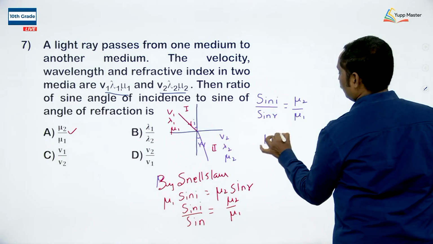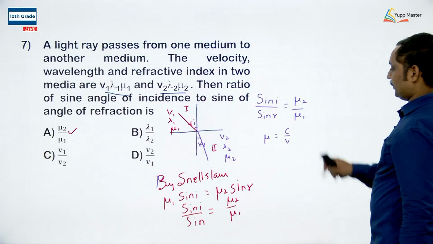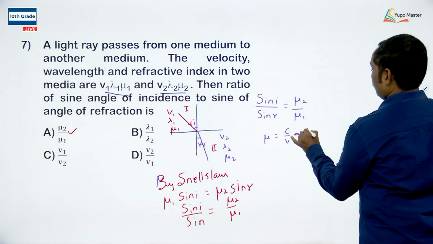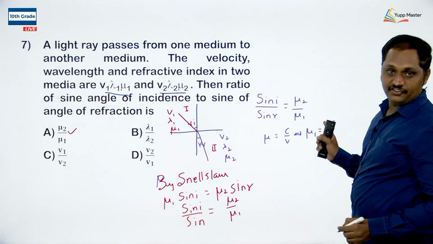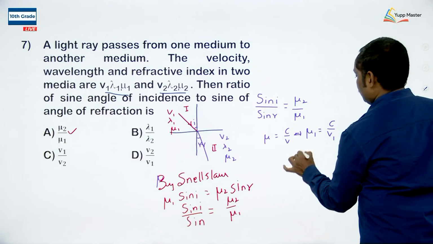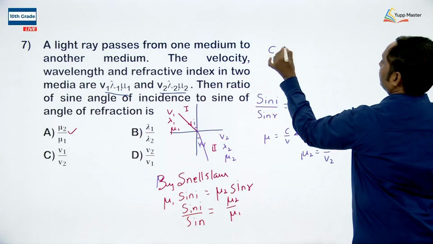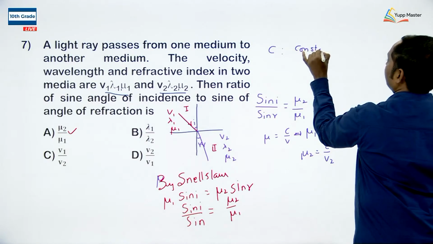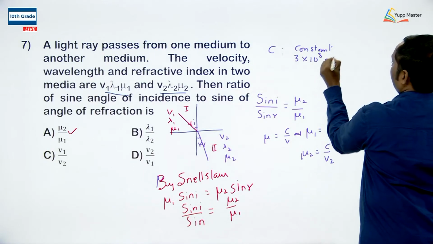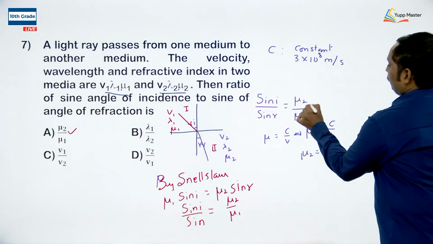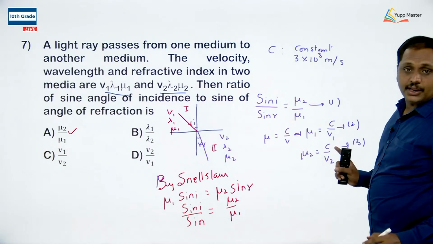Mu is equal to C by V. We know that this is one relation regarding the refractive index, which implies mu 1 is equal to C by V1, where C is a constant, and mu 2 is equal to C by V2, because C is the constant, 3 into 10 power 8 meter per second. It is very clear. So, this is equation number 1, and these are equations 2 and 3. From 1 and 3, what can you get?